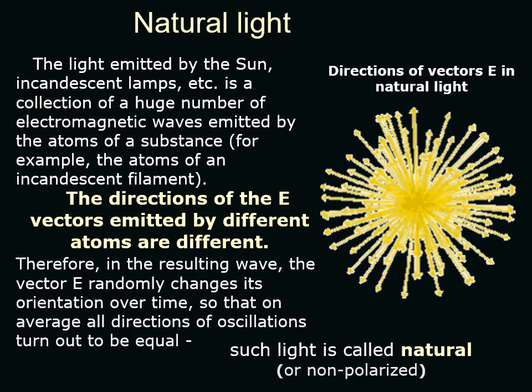It is customary to depict this in the form of a dandelion. In the resulting wave, we get the following picture. The electric tension vector randomly changes its orientation in time. On average, any of these directions, like this arrow, is equally likely. This natural light can be called non-polarized light.